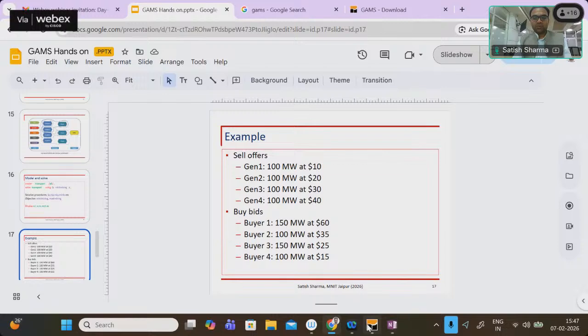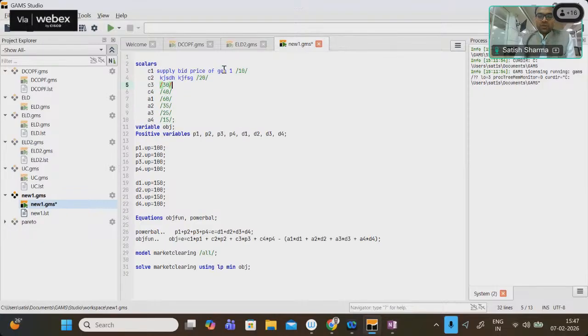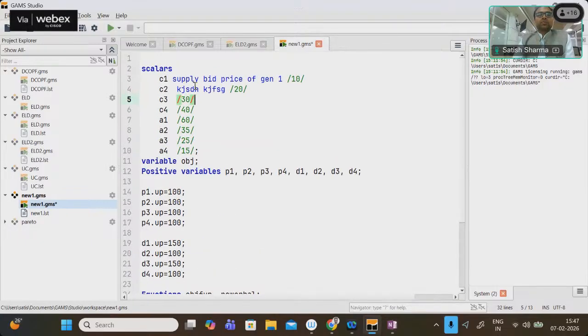So in the GAMS program, I have provided certain scalars. One scalar is C1, the supply bid price of generator 1, and I have defined it as 10. As I explained, the description is optional, whether you provide it or not. You can see that for the very first scalar I have defined a description, but for the second one I have just written some gibberish, and for the third scalar onwards I have not provided any description.